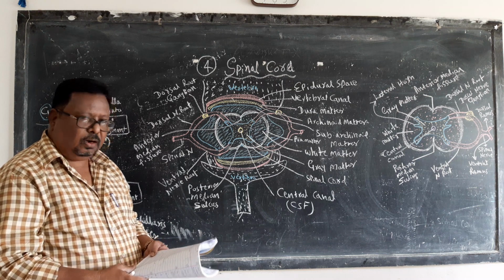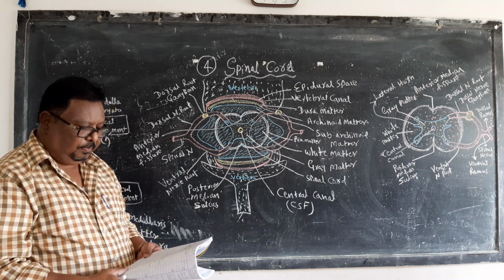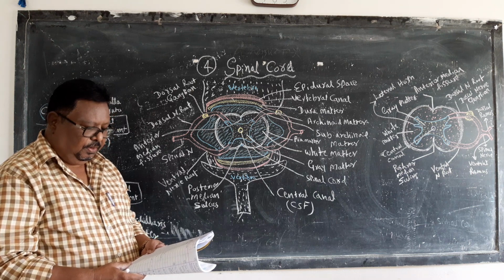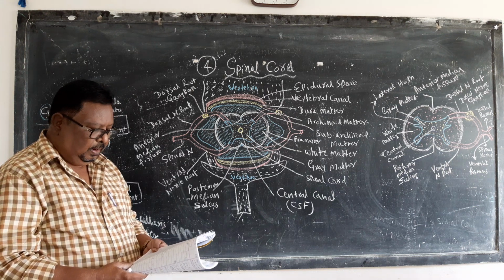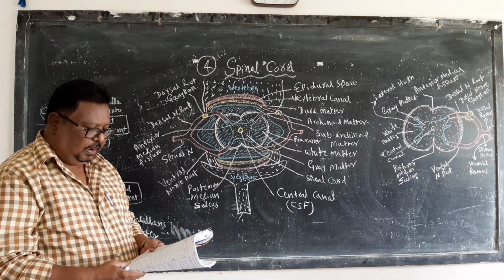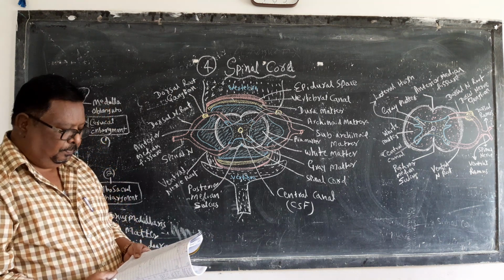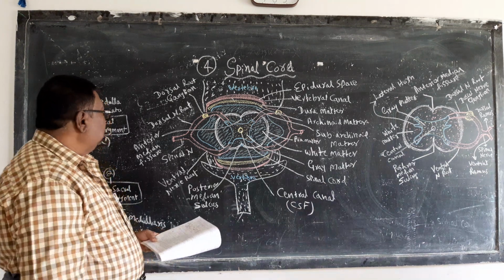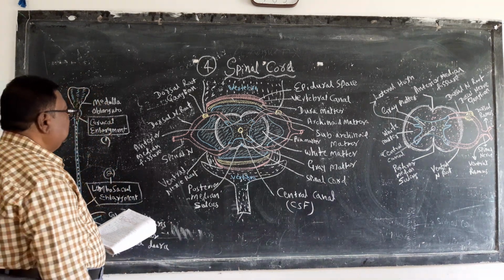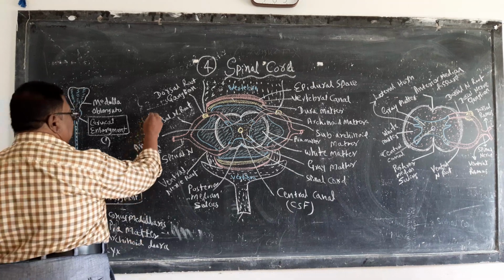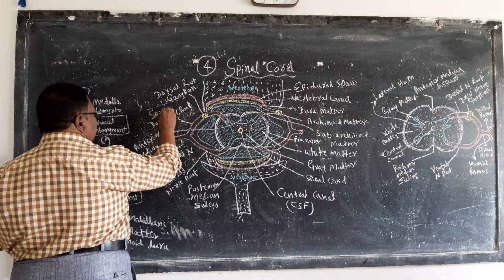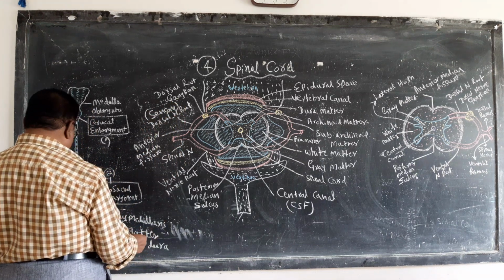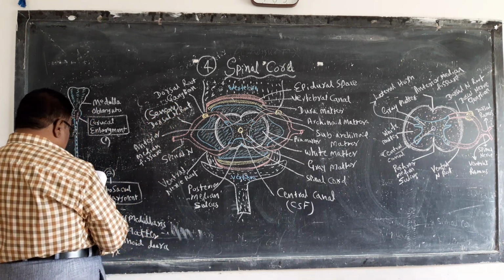The spinal cord gives attachment on each side to a series of spinal nerves which arise by two roots, that is the ventral nerve root or motor root, and the dorsal nerve root or sensory root. The dorsal nerve roots are sensory and the ventral are motor.